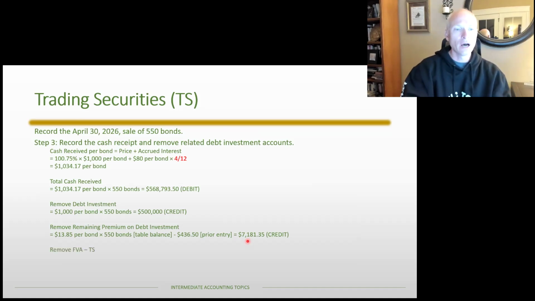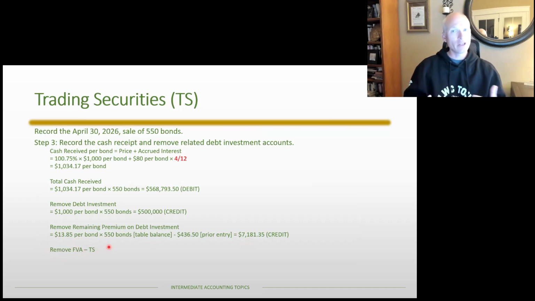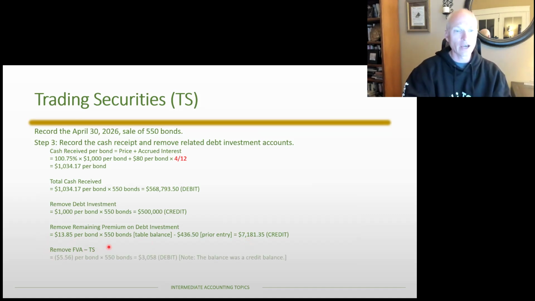And then finally, actually two more things. We do need to remove the fair value adjustment account because if you recall, on the previous journal entry we didn't remove anything, we just adjusted it. So now there is a remaining balance in the fair value adjustment account for each of these bonds. Once the bonds are sold, we need to take that account off of the books. And then the final thing is, again, the updated balance for those 550 bonds was 5.56 per bond. It's a negative amount, which means it has a credit balance. Since it has a credit balance, we need to debit the account in order to remove the effects.